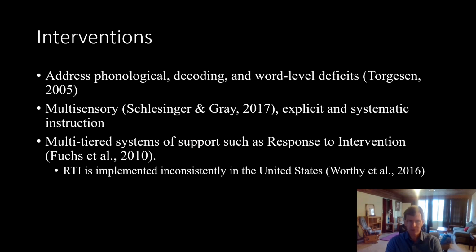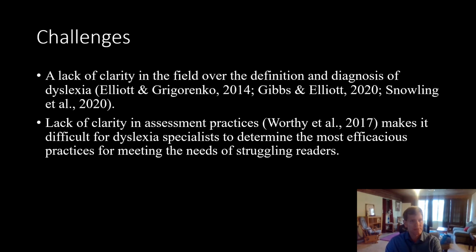So when it comes to interventions, we want to address the phonological decoding as well as word level deficits of students in very explicit and systematic ways. Typically, multisensory instruction is provided that is explicit as well as systematic. And there would be multi-tiered systems of support such as RTI, with the problem being, though, that oftentimes RTI is inconsistent. From one school to another, you might find RTI being implemented in different ways, which is a problem.